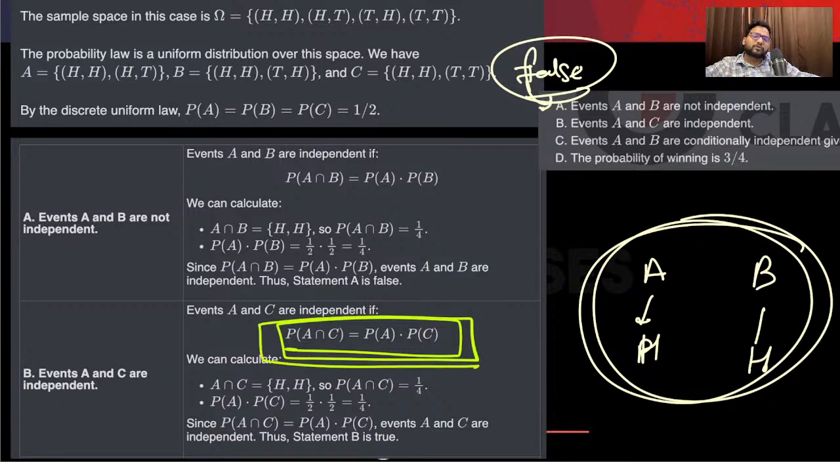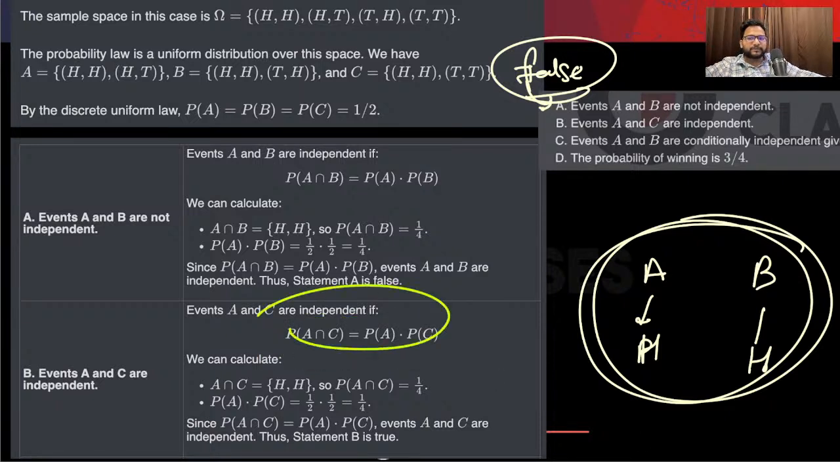If you calculate, you have your sample space with you. You can quickly calculate A intersection C, which is basically HH, so it is 1 by 4. Probability of A into probability of C is also 1 by 4. So 1 by 4 and 1 by 4 are equal, and that is why it is true. What is the intuition behind it? Why is that true? What do you think?